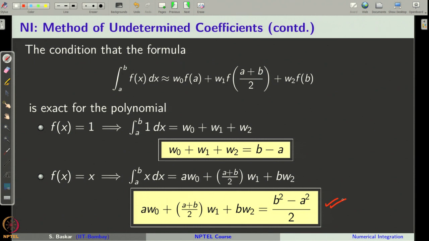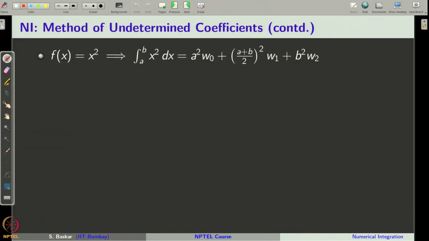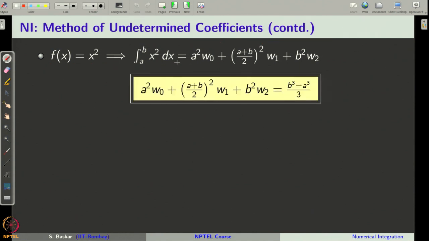And finally, you have to impose the condition that f of x equal to x square. Then what happens? Again, you will have integral a to b x square dx exactly equal to the right hand side expression, where you have to put f of x equal to x square. That is why you have a square here, right? And again, you evaluate this integral explicitly, and that gives you another equation.